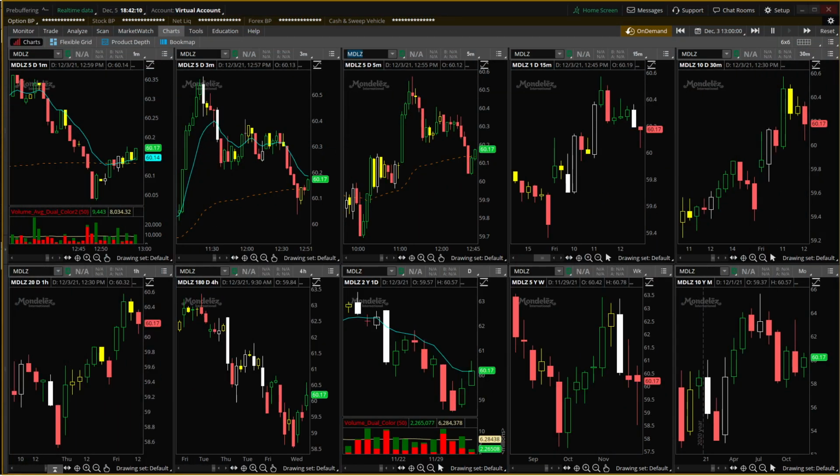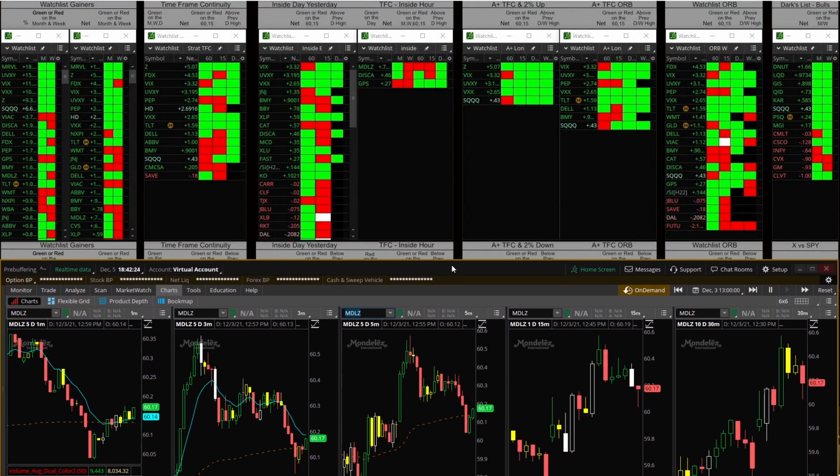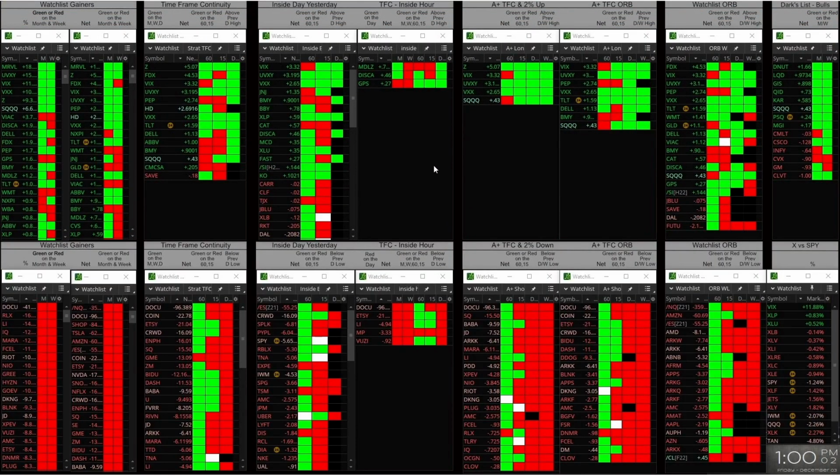Okay, we didn't have green on the week, but we did have green on the month, and we did have green on the day. So looking at that breakout, you could have gone long there. Okay. And we can take a look at one more example, Discovery again, maybe.